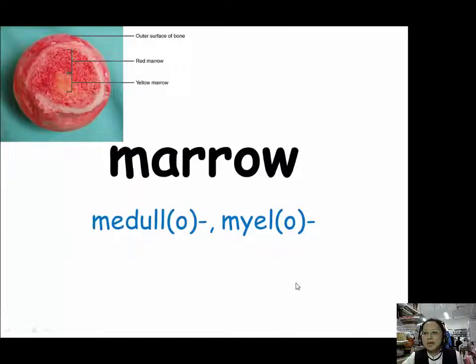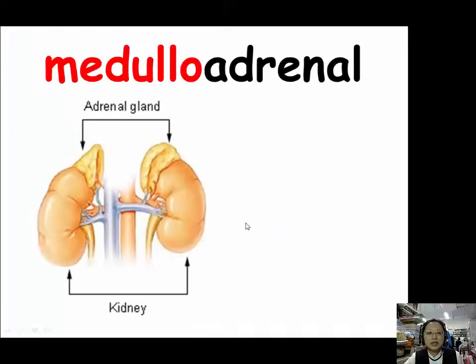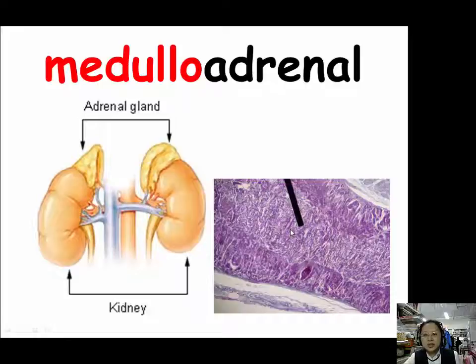When we talk about marrow, we have two prefixes, medullo, M-E-D-U-L-L-O, and myelo, M-Y-E-L-O. Our example for medullo is medulloadrenal. Medulloadrenal is used to talk about originating in the adrenal medulla. This is a section of the adrenal medulla.